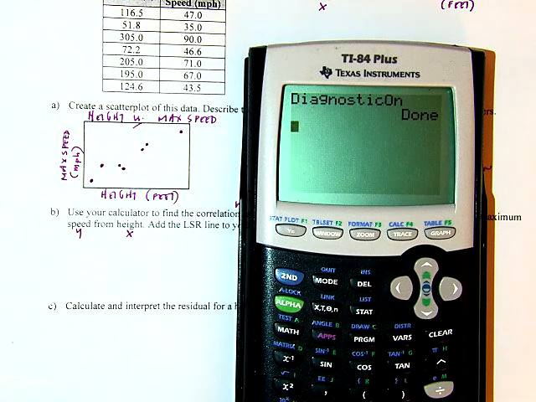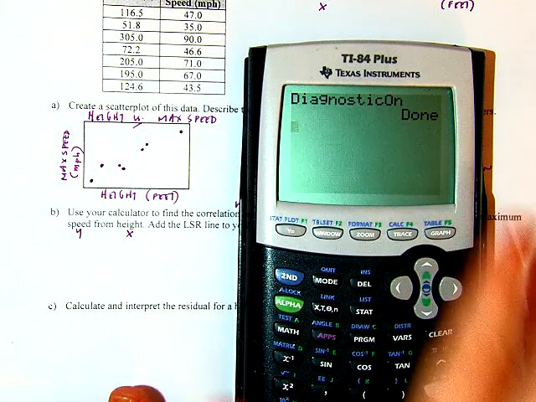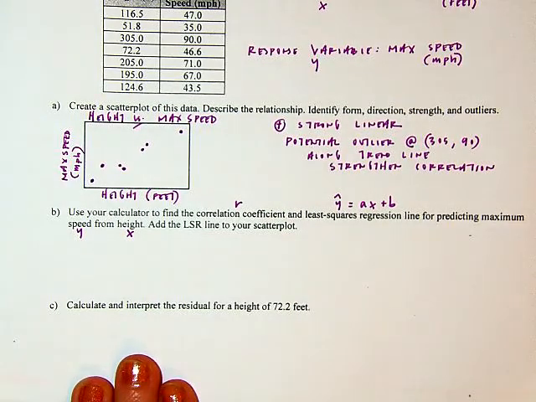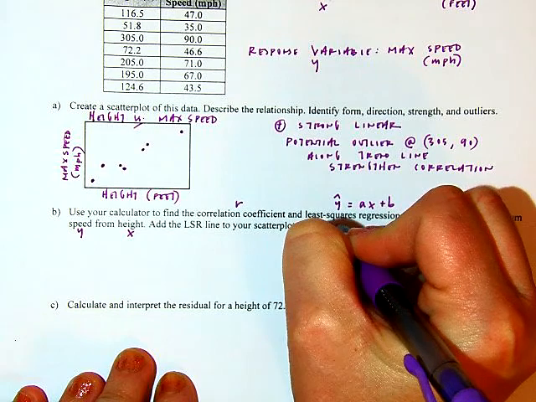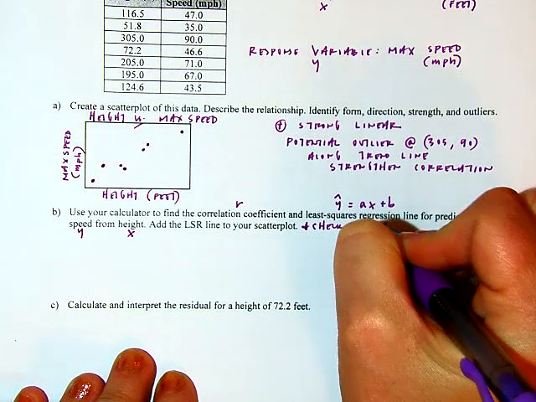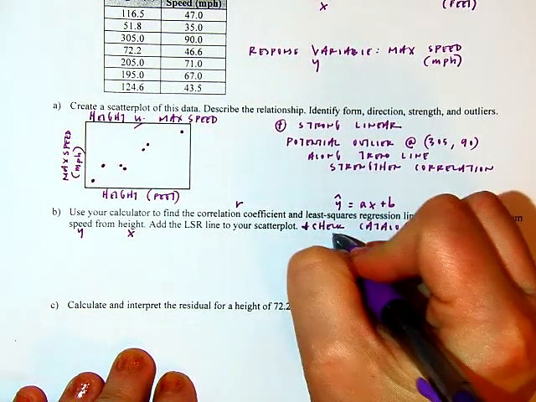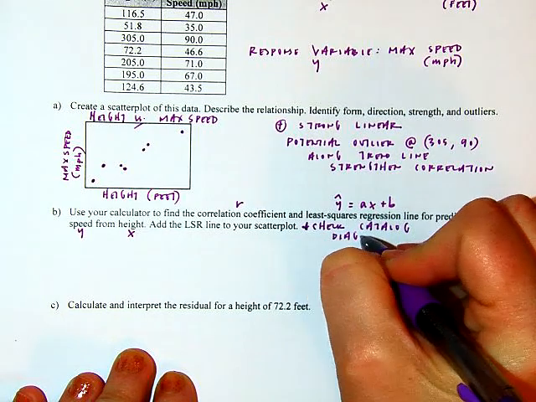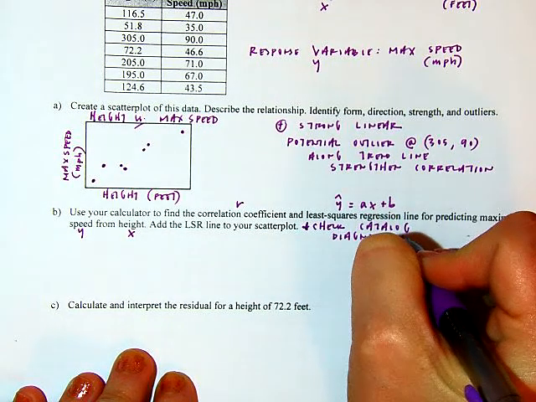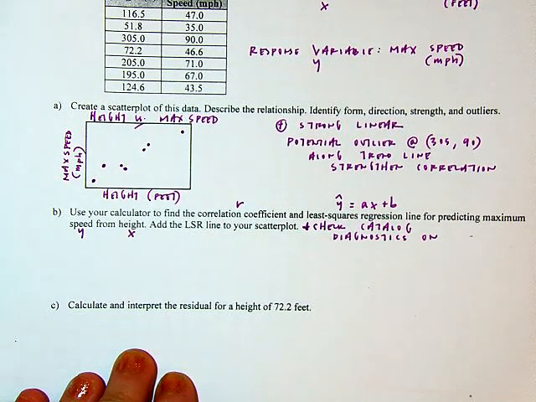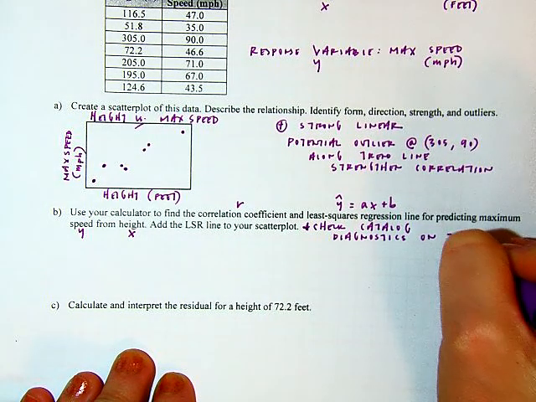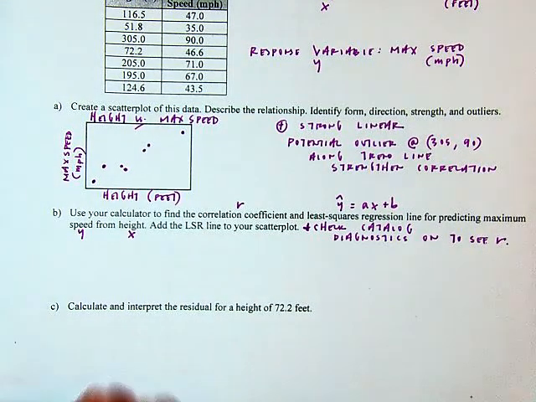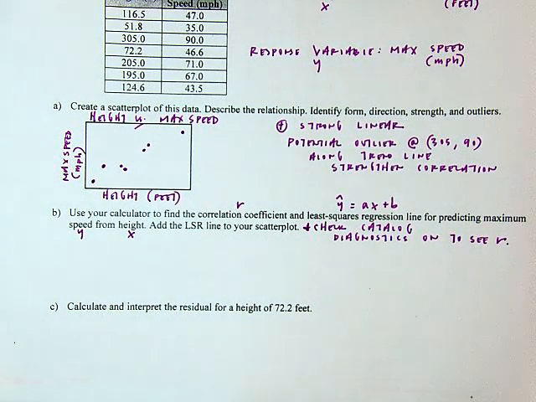So again, we did that by going to the catalog. The first step really is to check the catalog. I'm going to put that right here. Check the catalog. You want to have diagnostics on, and the reason is so that you can see the correlation. We want to be able to see the correlation coefficient, the r value.